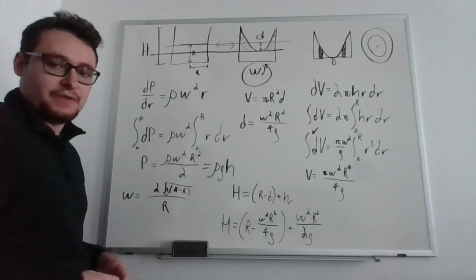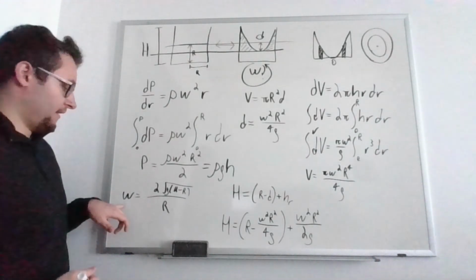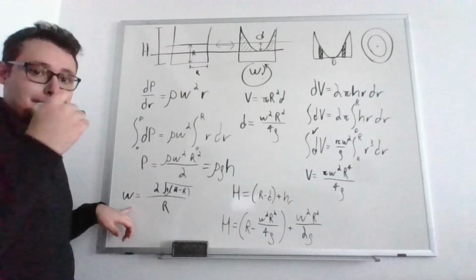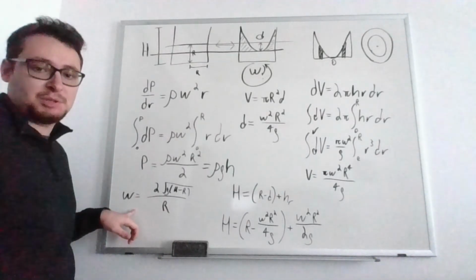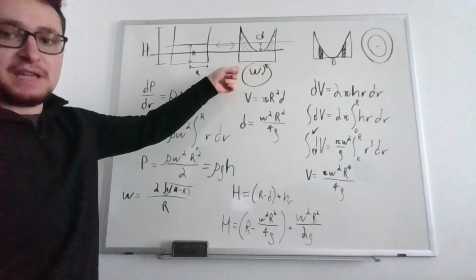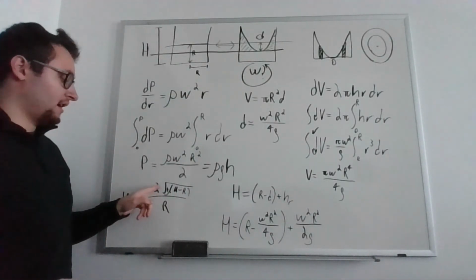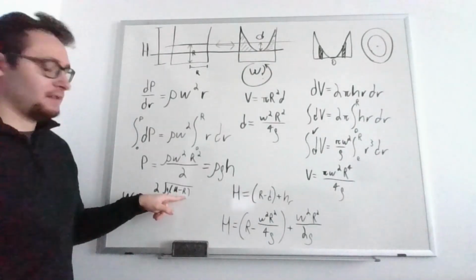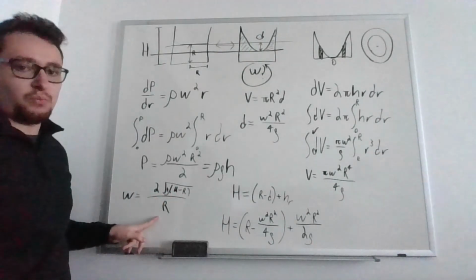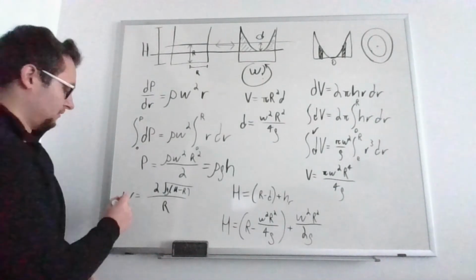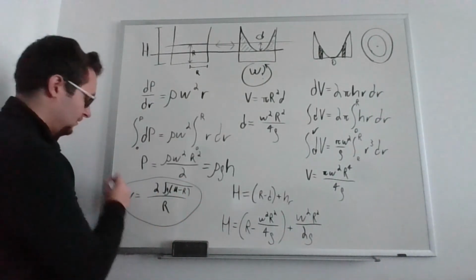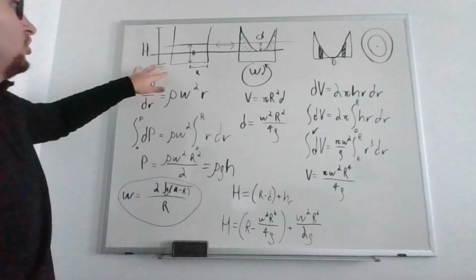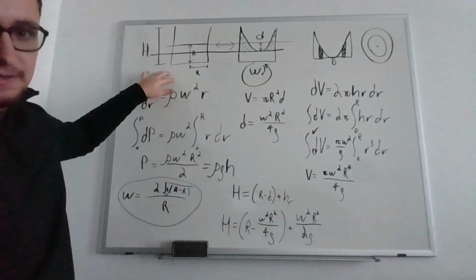So, for this final answer, we get that the angular velocity that we have to spin this fluid at to reach that maximum displacement without spilling any fluid outside of this container is related to 2 times the square root of the gravitational acceleration times the difference in the height minus the radius, divided by the radius of this container. This is the relationship of the angular velocity and the height and radius of a given container.